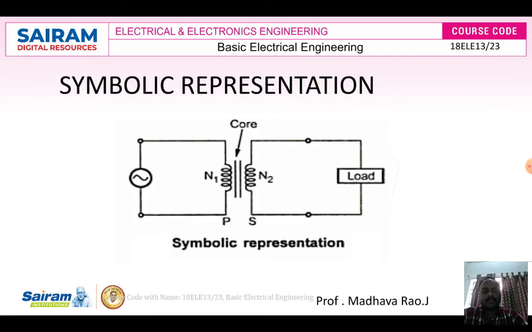This is a symbol representation of the transformer. Generally we use this circuit symbol when drawing the equivalent circuit diagram of the transformer. Here you can observe N1 and N2. The two lines between N1 and N2 represent the core. The primary winding is connected to the supply and the secondary winding is connected to the load.